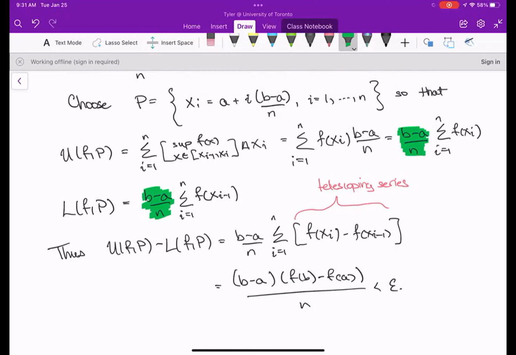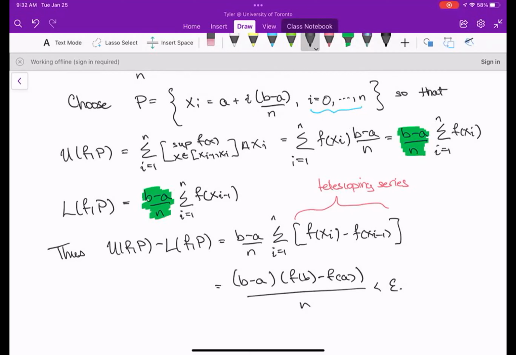So the i here actually changes. It iterates, right? So it's saying, oh, I should actually start at 0 here as well. So not at 1. Right? So it says plug i equals 0 into this. What do you get out? You get x_0 is equal to a. Then plug i equals 1 into this, right? And so you get x_1 is equal to a plus b minus a over n, and so on and so forth. So those are the points of the partition.